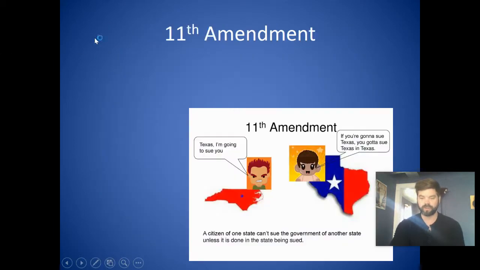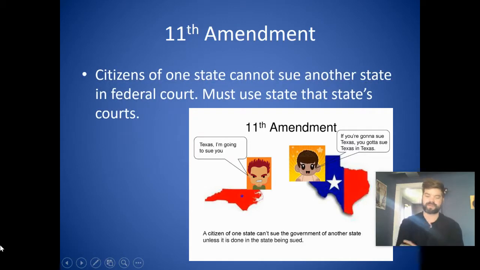So let's start with the 11th Amendment. Basically what the 11th Amendment says, citizens of one state cannot sue another state in a federal court. They must use that state's courts. So here you see the picture, the guy in North Carolina saying, Texas, I'm going to sue you. And then Texas said, if you're going to sue Texas, you got to sue Texas in Texas. Meaning you can't use the federal courts if you are a resident of another state to sue another state. Okay, you have to sue within that state's court system.